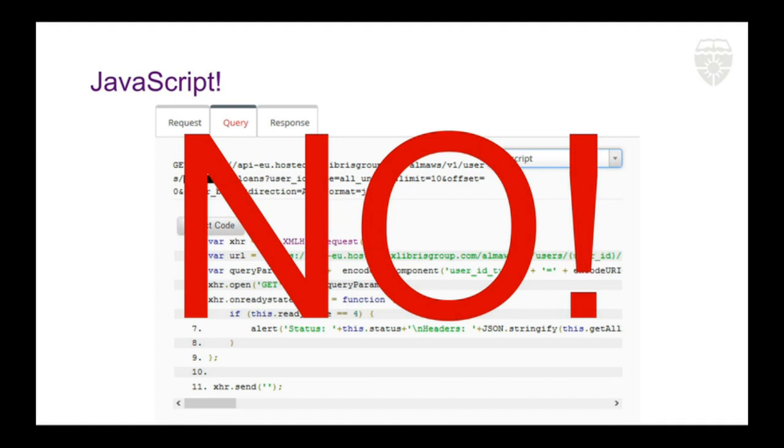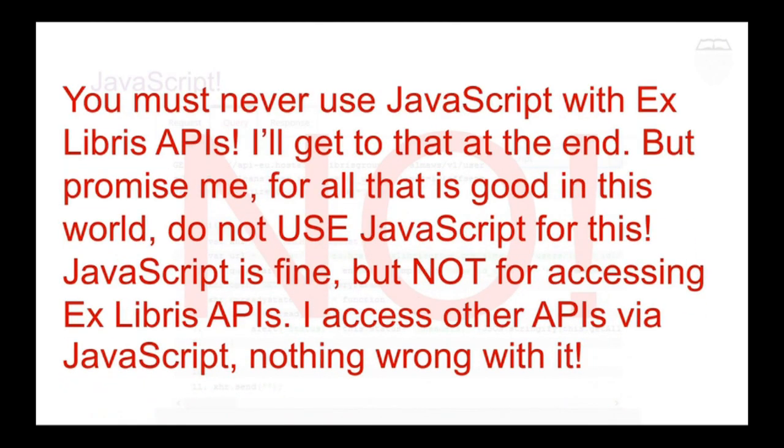to access them. That's like using your password. Imagine if to access your email account, you put your username in the URL, and then ampersand, password equals, blah, and you posted that out there on the web. It's the same thing. Do not use JavaScript for Alma APIs. You must never use JavaScript for Ex Libris APIs, never. Now, JavaScript accessing APIs is fine for other things like public information, blog posts, blog feeds, stuff like that, great. But never, ever use it for this.